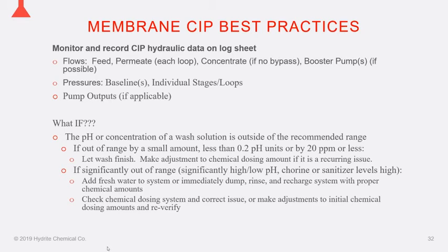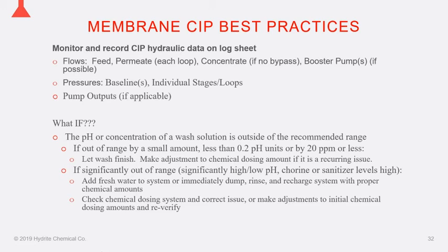And if it's continually outside of the range by a little bit, make the chemical adjustment and then re-verify to make sure it comes into range. You don't have to sweat it and pull your hair out and jump up and down and go hit the E-stop on the system. So that's for if it's outside the range by a small amount, with the guidelines I told you.